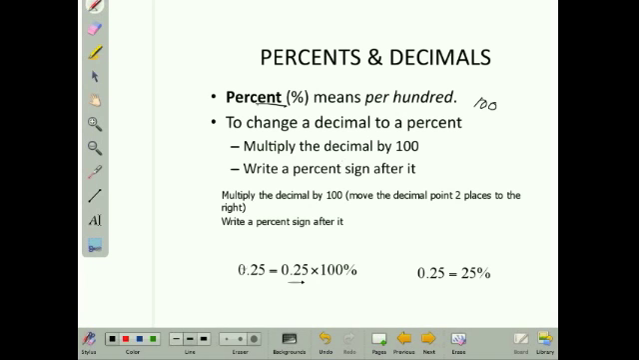So for example, if we want to convert 0.25 as a decimal, we want to change this to a percent. We're going to multiply it by 100, in which case my decimal is going to move 2 places to the right. Each space is a tenth, so tenths, hundredths. Thus we can say that 0.25 is equal to 25%.